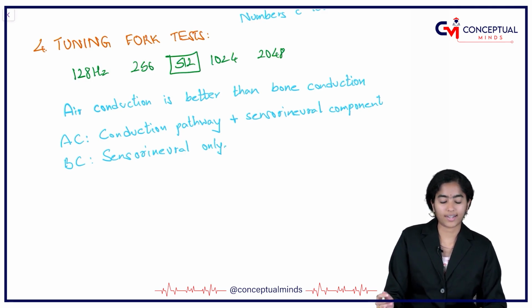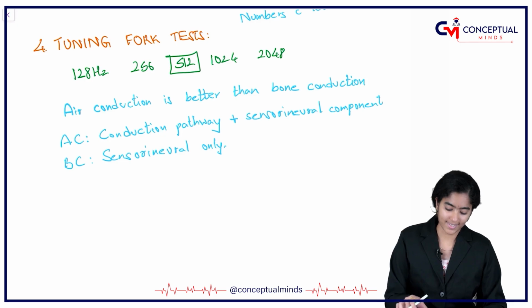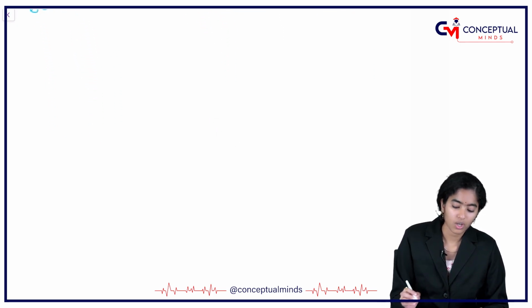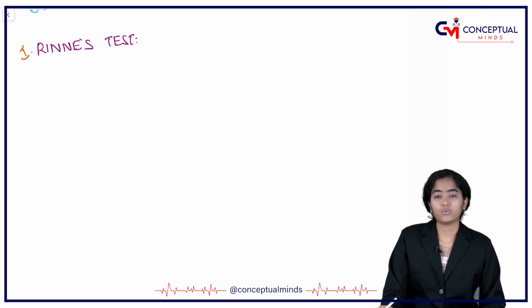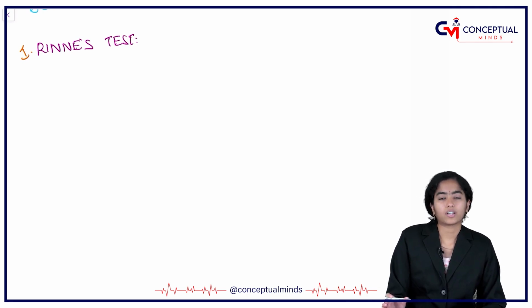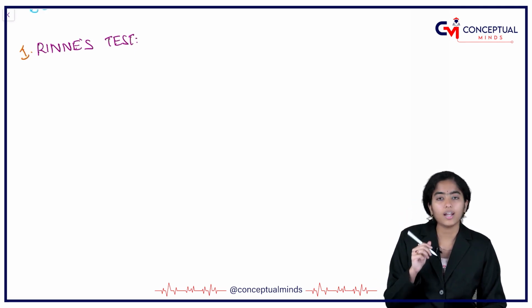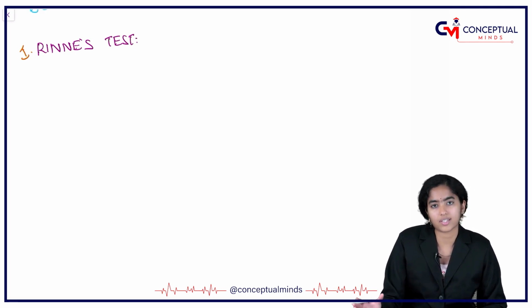Now with this basic understanding, let us move into specific tuning fork tests. So first among them is Rinne's test. In Rinne's test, we compare the air conduction versus bone conduction. So what we do is, we take a vibrating tuning fork and place it over the mastoid of the patient first, and then we ask him until when he is hearing, and after the patient stops hearing, then we put it in front of the external auditory canal and ask if he can hear the sound now.